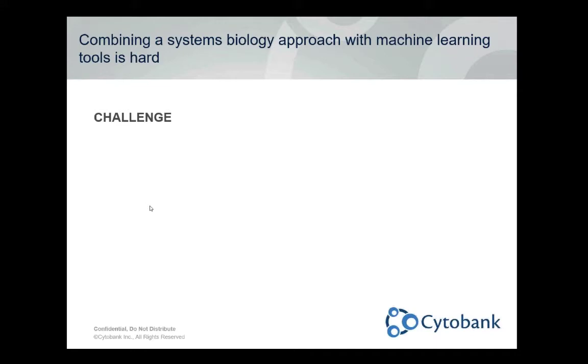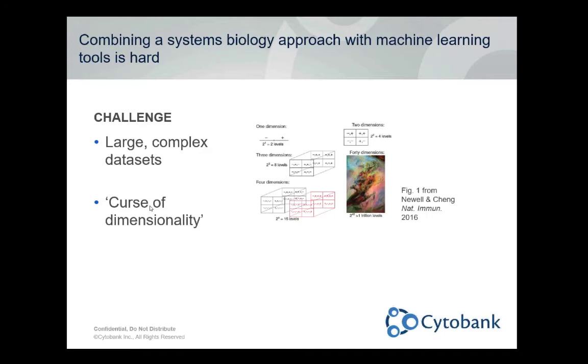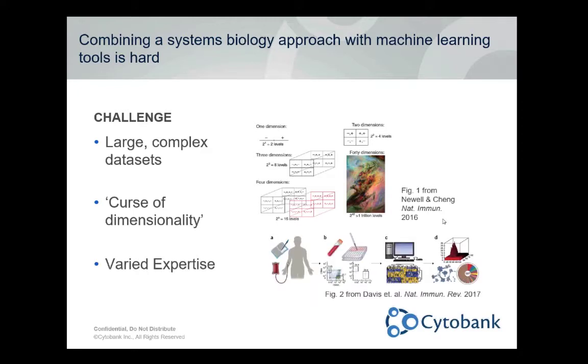So what are some of the challenges of this approach? There are several. One of them is that the systems approaches create very large, complex data sets, a lot of information. These large data sets are also measuring multiple things, and this often results in the so-called curse of dimensionality, coined by Richard Bellman, and later described by Newell and Chen in this commentary from 2016. This is essentially describing the exponential rise in the volume of space considered as the number of dimensions increases. And we definitely experience that with these systems biology approaches.